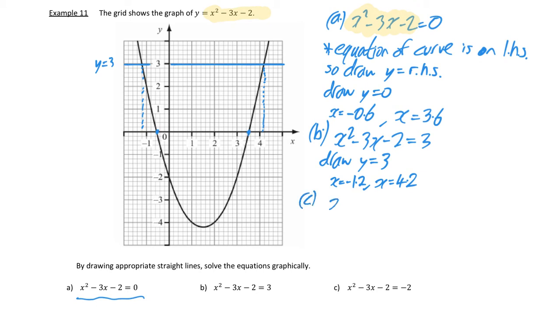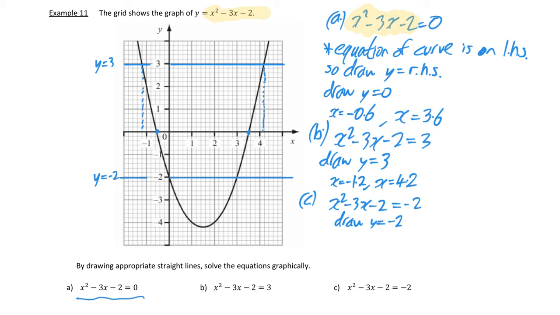Part C, we have to do x squared minus 3x minus 2 is equal to minus 2. Again, look at our left-hand side, we have x squared minus 3x minus 2, and up here our curve was x squared minus 3x minus 2. So a very simple one again. We draw y is equal to whatever's on the right-hand side, so y equals minus 2, which is again a horizontal line through minus 2 on your vertical axis. I'm going to pause the video and draw that now.